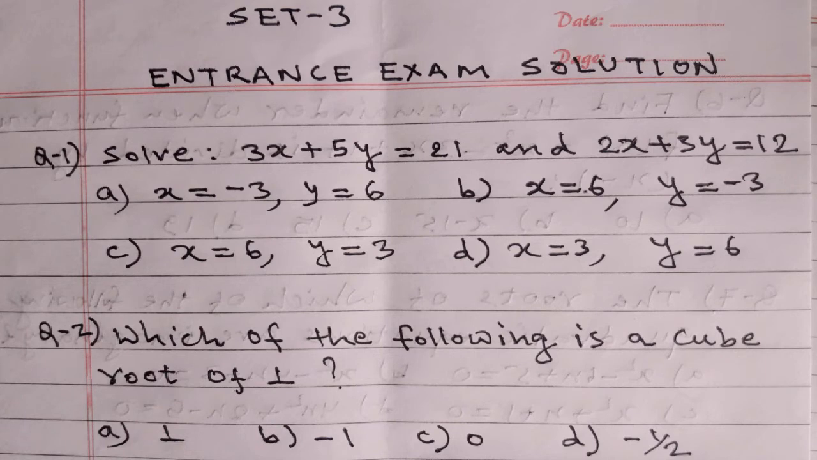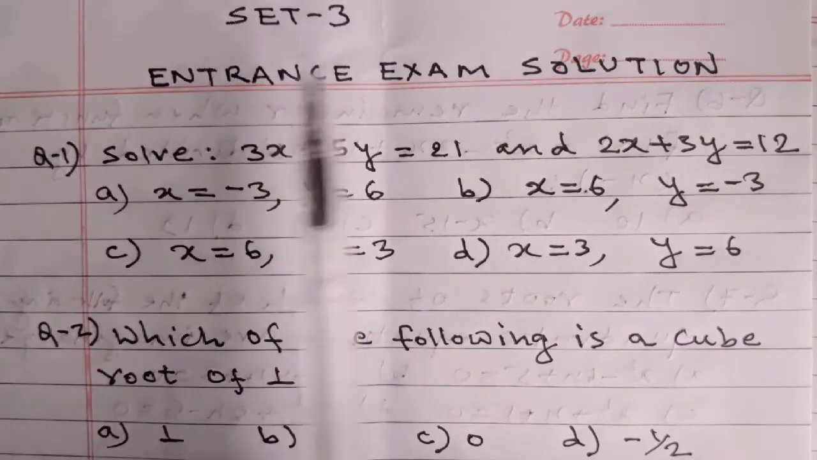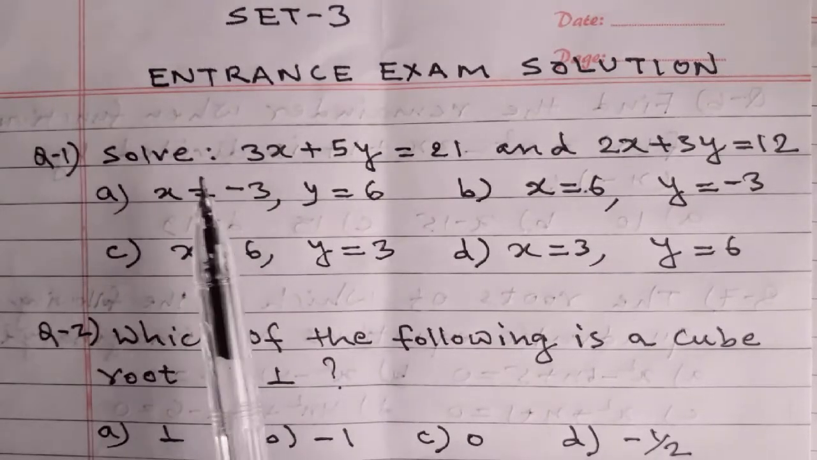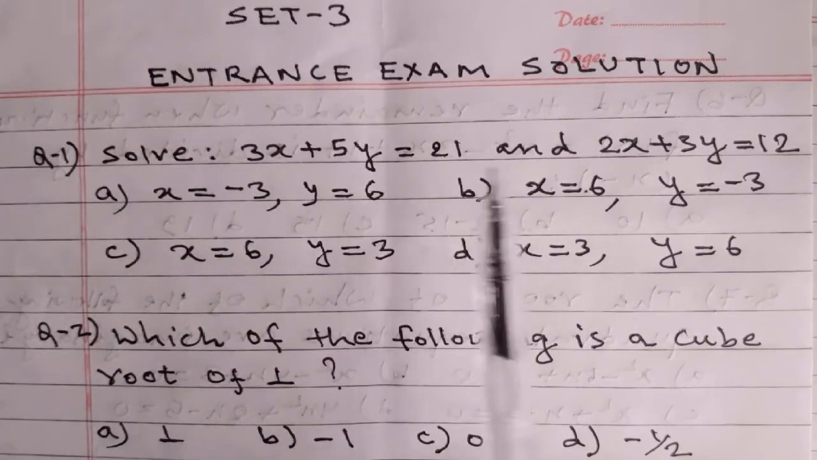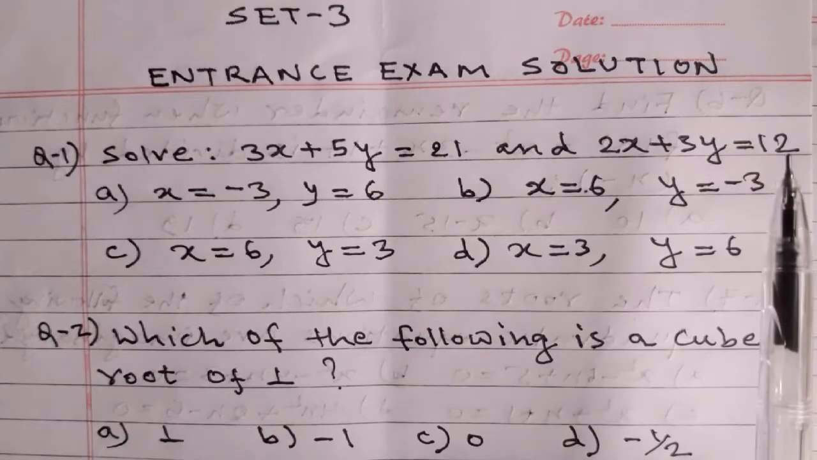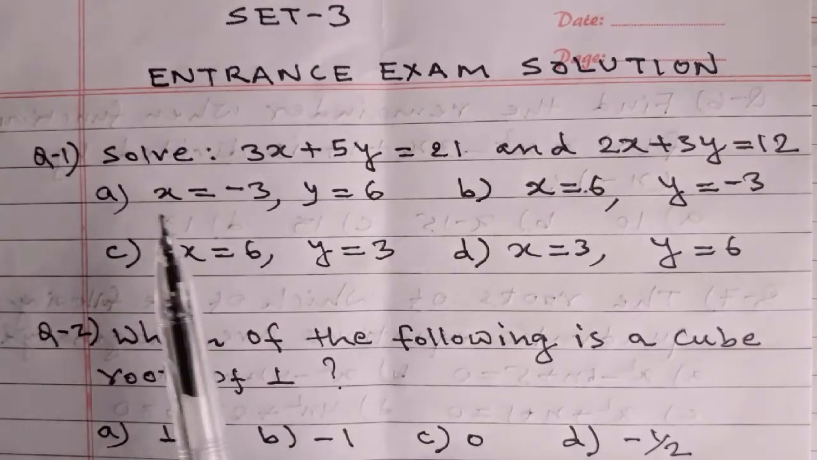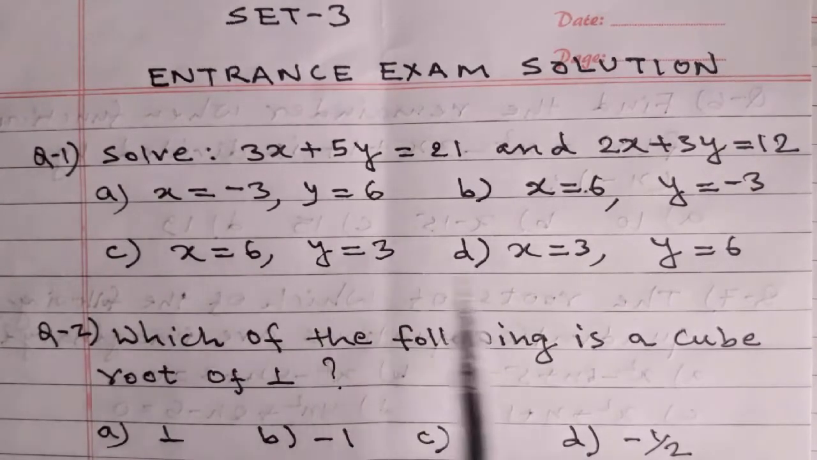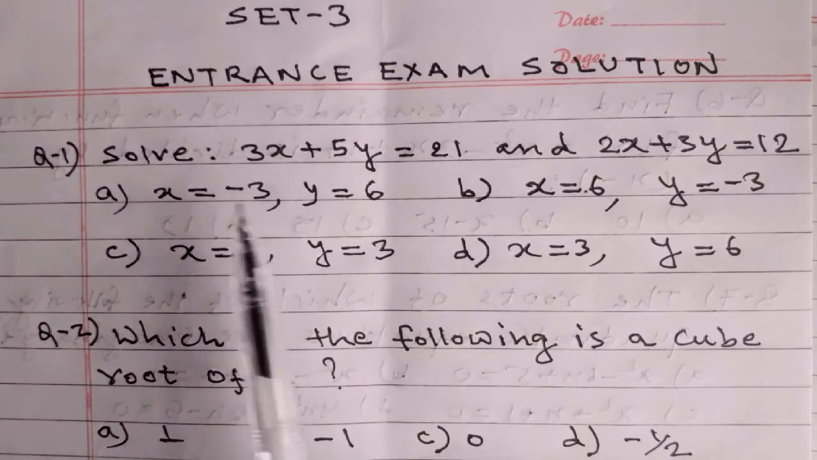Today in this video we are going to discuss entrance exam solution set 3. Question number 1, solve 3x plus 5y is equal to 21 and 2x plus 3y is equal to 12. And we are given 4 options A, B, C, D, and we have to choose the right option. So let's go to the solution.